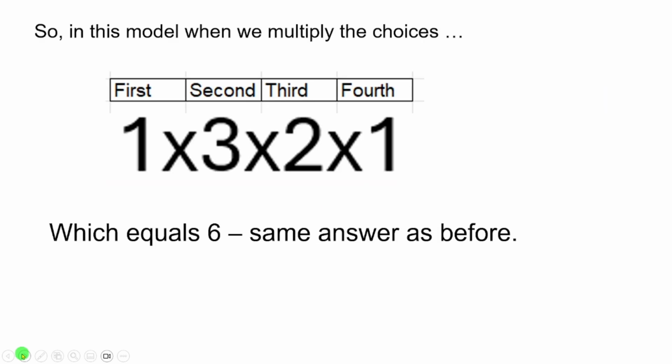And so we have 1 for the first person, 3 for the second, 2 for the third, and 1 for the fourth, which is 1 times 3 times 2 times 1, which equals 6, and that's the same answer as we had before.